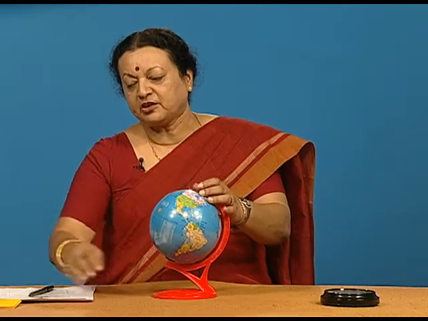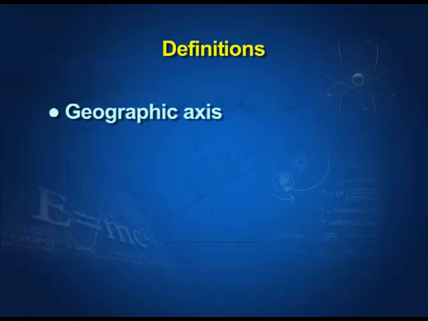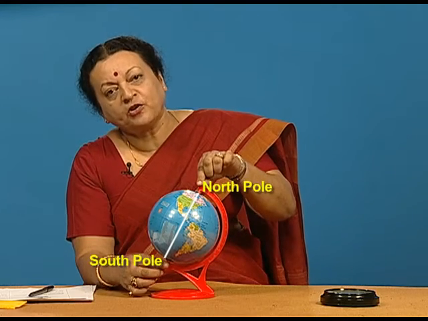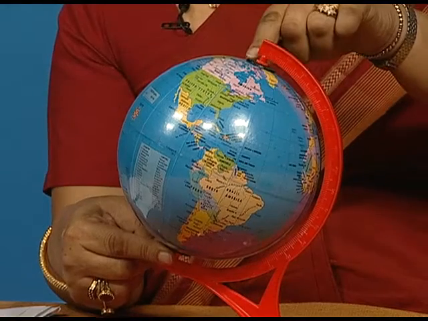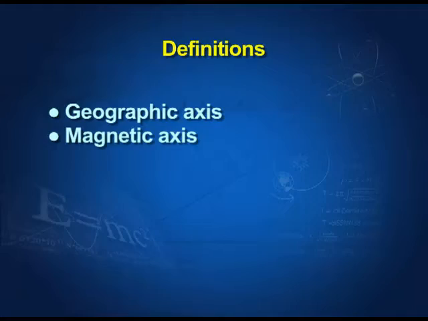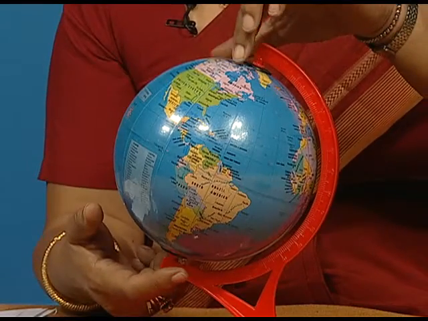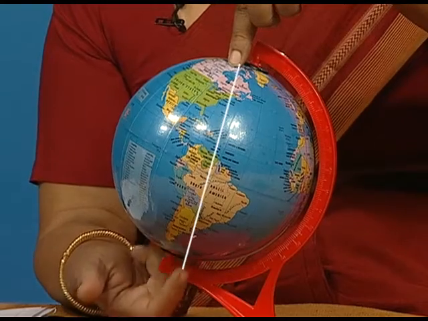So, let us now look at other factors which are necessary for its description, and before we do that, we are going to do some definitions. We are going to talk about the geographic axis as the line joining the north pole and the south pole as geographically established.